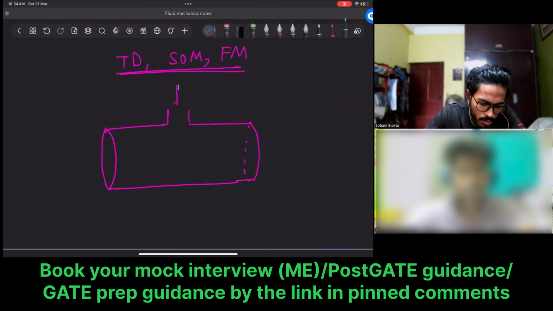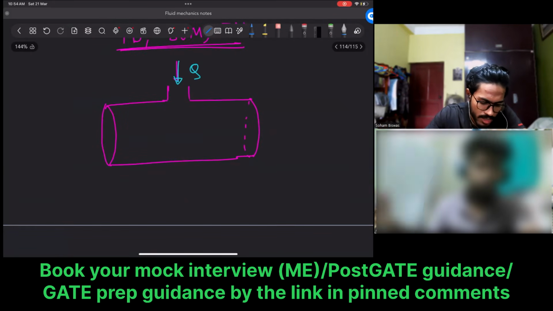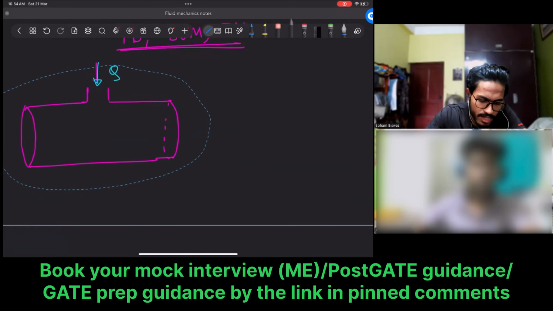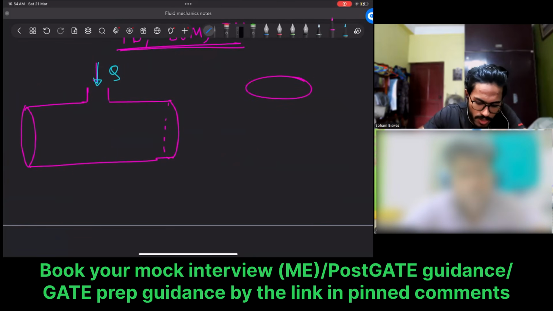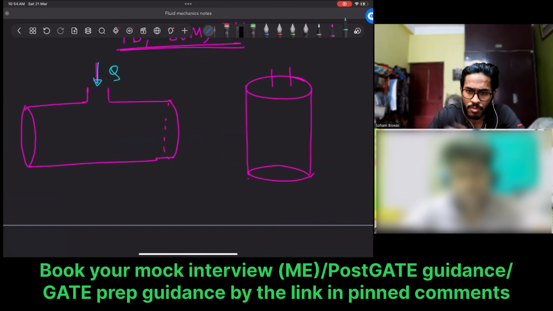I am pouring water with a flow rate of Q, let us say. And for another case, I have a drum like this. Similarly, I have a hole here and I am just pouring water with a flow rate of Q. Both of these drums have the same length and diameter.